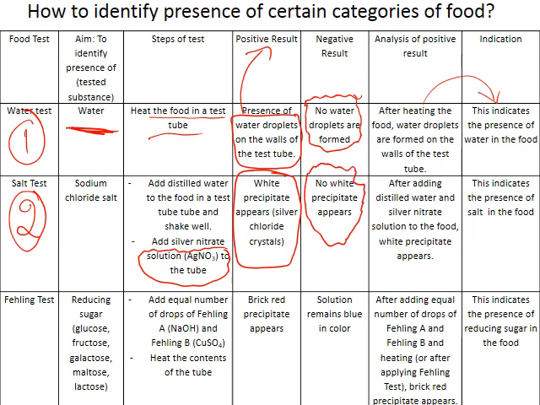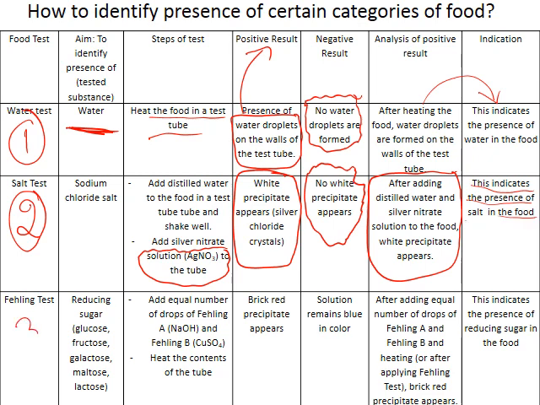What is the analysis? After adding distilled water and silver nitrate solution to the food, a white precipitate is going to appear. What does this indicate? This indicates the presence of salt in the food.